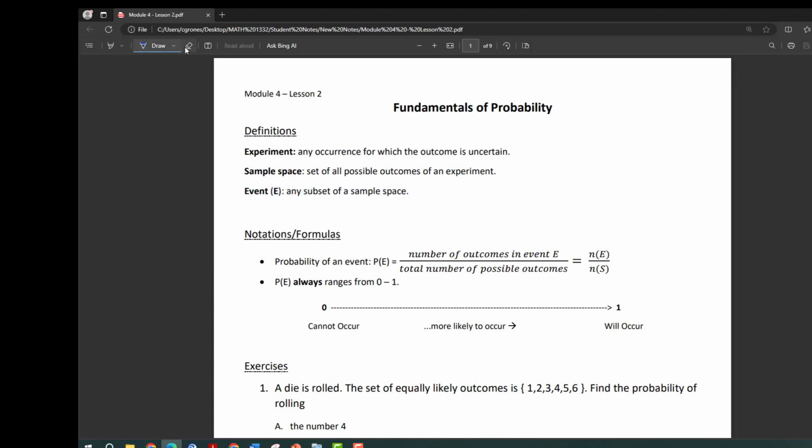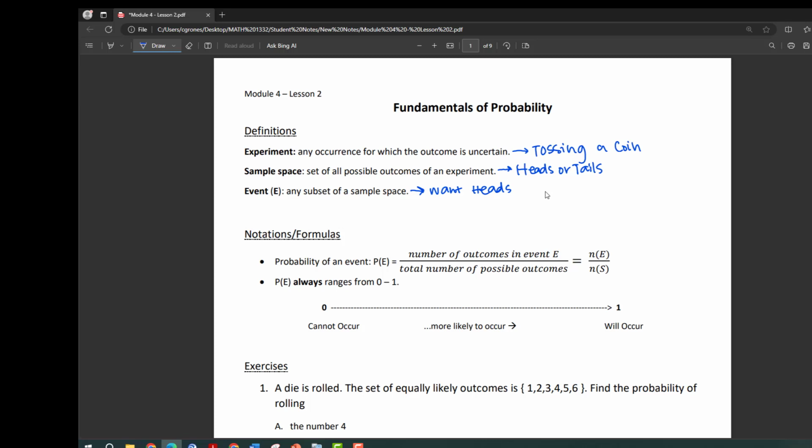So let's say that we are tossing a coin. That is going to be our experiment. The sample space is going to be the possible outcomes of that coin toss. So we can either get heads or tails. And then the event, we have to pick a specific event. So let's say that we want heads.